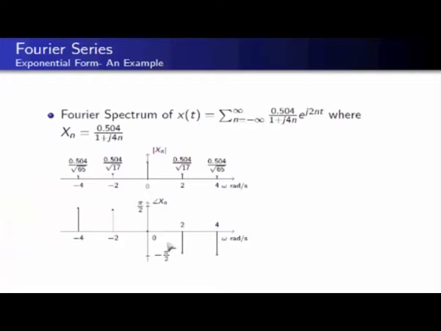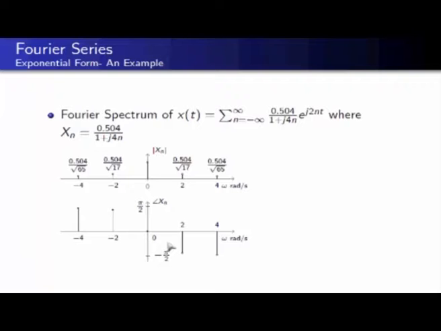So I continue with the same problem. I want to sketch the spectrum of my example problem. x of t is written in terms of its Fourier coefficient 0.504 by 1 plus j 4n, that is the xn, and e to the power of j n omega naught t. In this case, omega naught is 2, right? So it's 2nt. So n can take value 0, in which case it is constant. n can take value 1, in which case the frequency is 2. n can take value minus 1, the frequency is still 2, and so on.